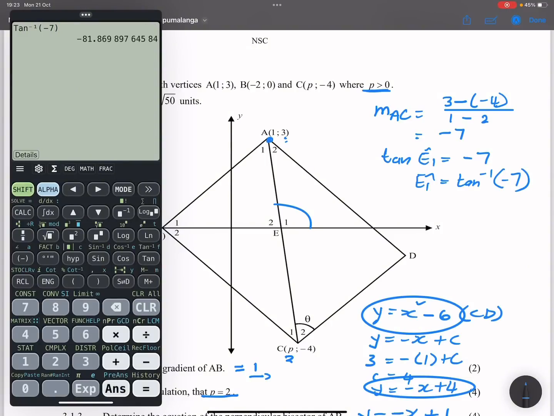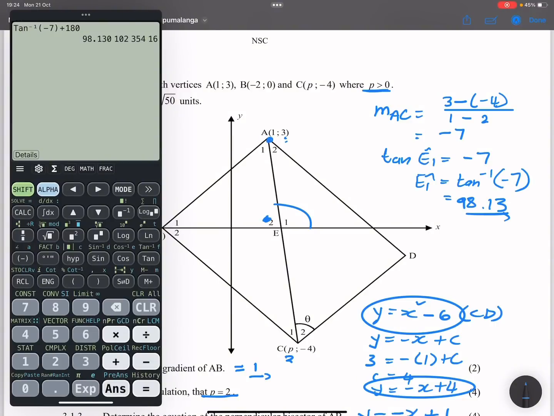Right, so I am going to use this and say shift tangent of negative 7. Okay, I get a value of negative 81, plus, let's say plus 180, because that gives us this angle over here. Okay, that gives me 98.13. Right, so that's the angle E1.